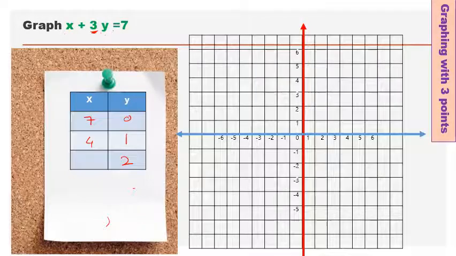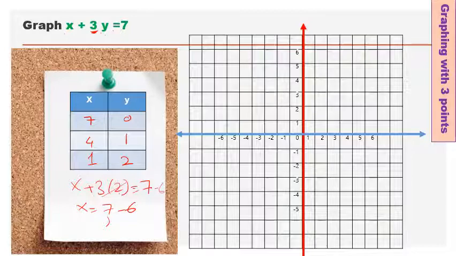Next, x plus 3 times 2 is equal to 7. So 3 times 2 is 6. So x is equal to 7 minus 6. Remove the 6 from this side to the other side with a negative sign. So 7 minus 6 is 1.